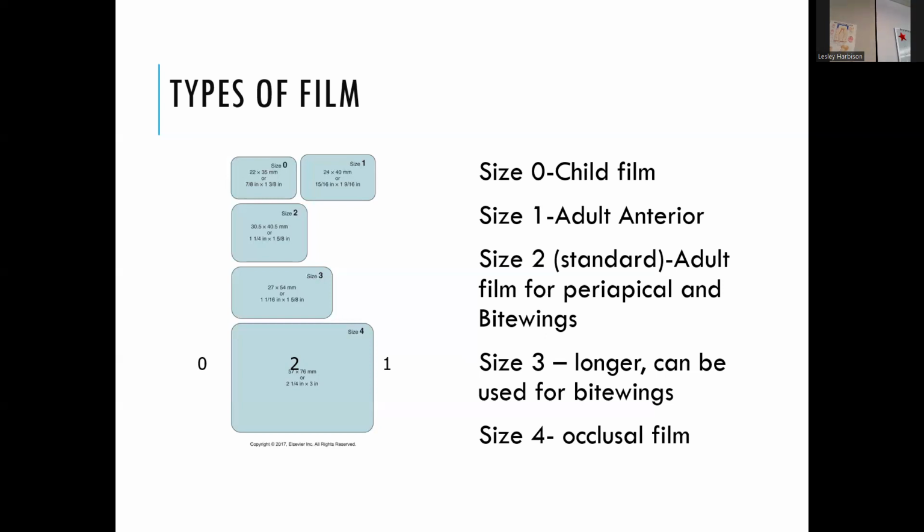And then size 4 is predominantly for occlusal images, so we don't have any of those. We have traditional film that we can look at in lab, and we could use it on Dexter, but we don't have any way to develop it because we don't have a developer for traditional films.